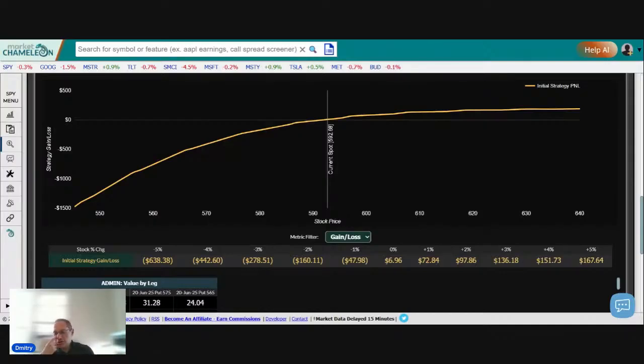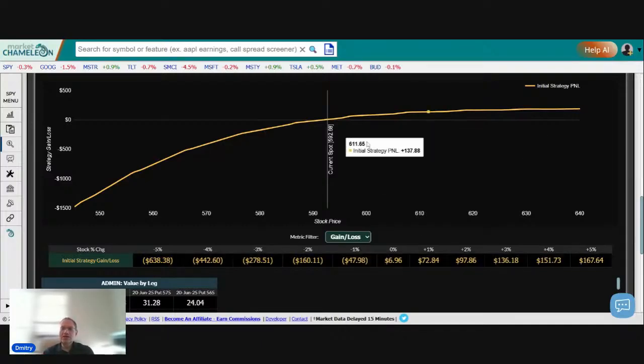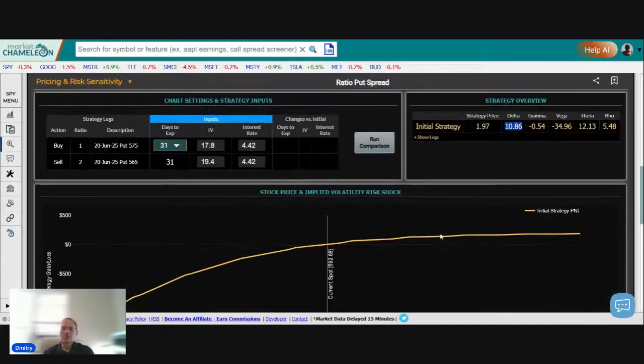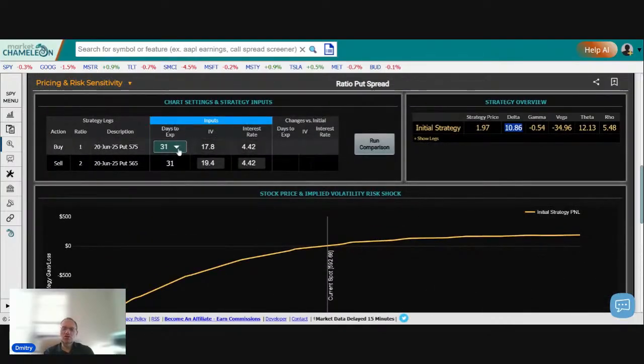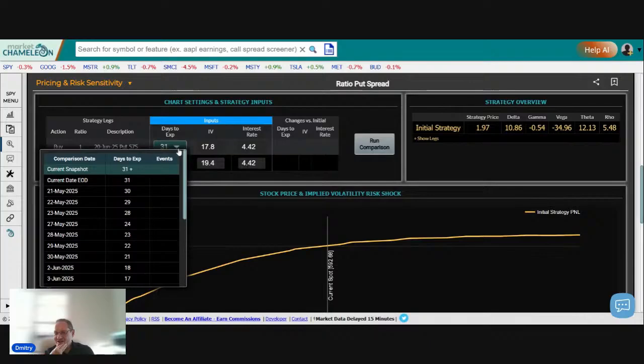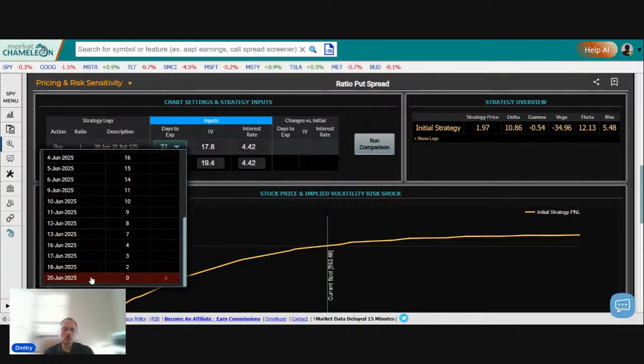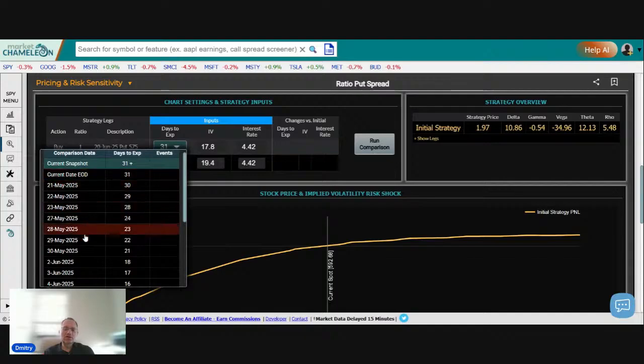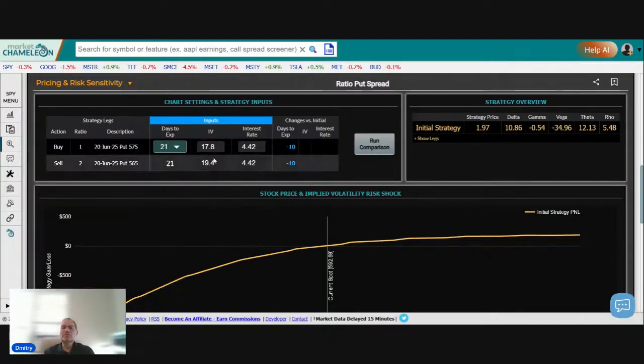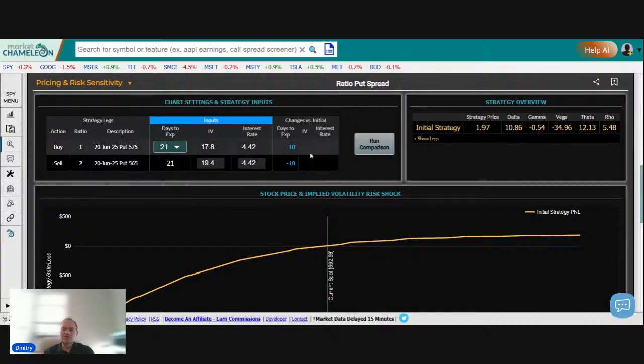But how does this look if we moved forward in time? So we need to keep this and compare it. What I'm going to do is take these days to expiration, and I'm going to say, you know what, that's today. How do things look if we went forward in time? Let's say we have all the way till June 20th. How does this look on May 30th? So I'm going to click May 30th. By doing that, I moved forward 10 days. So now I'm subtracting 10 days from it.